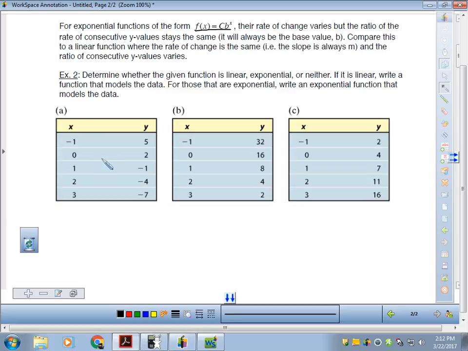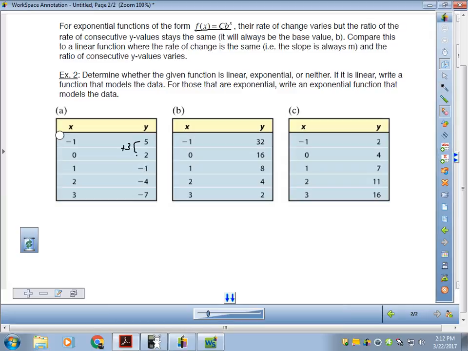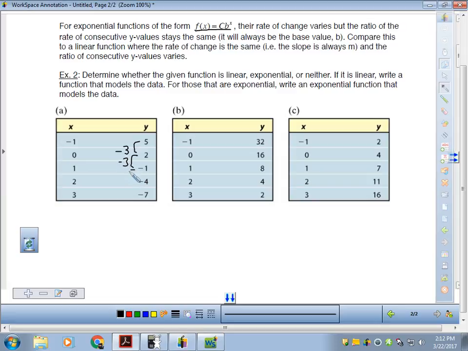Look at your first table. The x's all go up by 1, so it's going up 1 each time. The y's, going from 5 to 2, that's subtracting 3. And then when you go from 2 to negative 1, that is also subtracting 3. Negative 1 to negative 4, that's also subtracting 3. Negative 4 to negative 7, that's also subtracting 3. So since it's an addition or subtraction thing, this function here is linear.